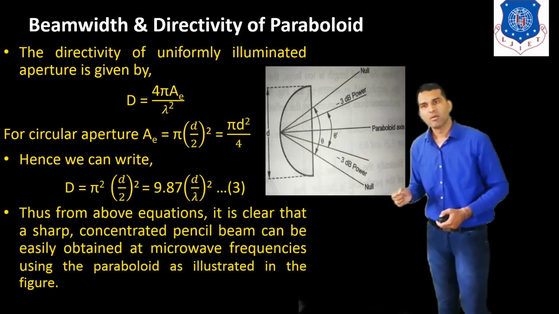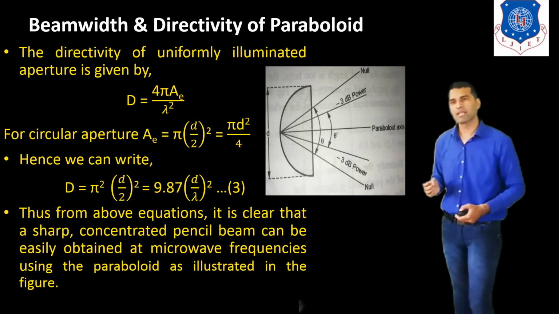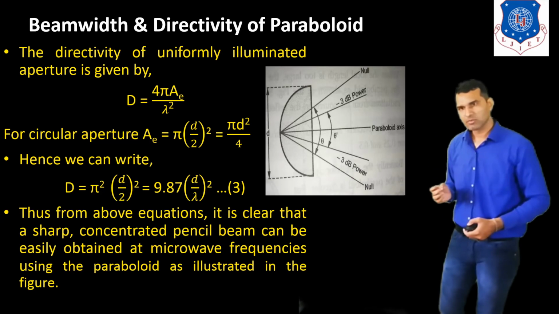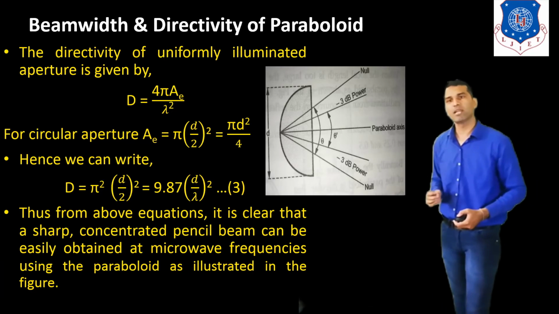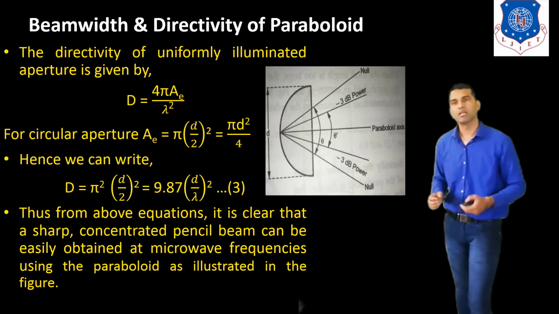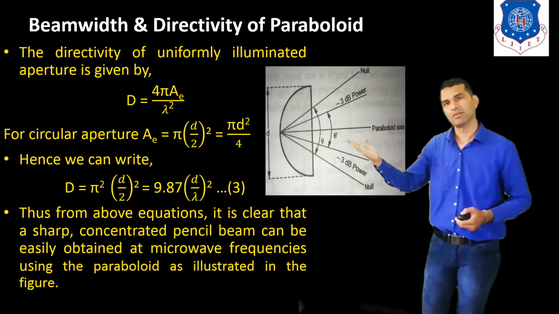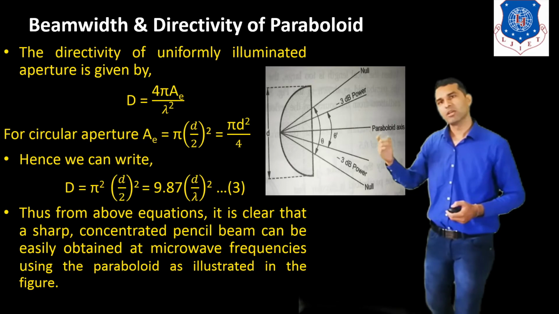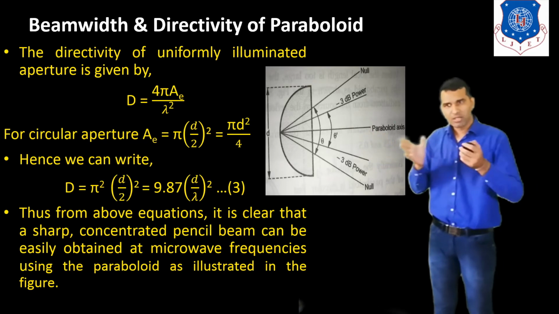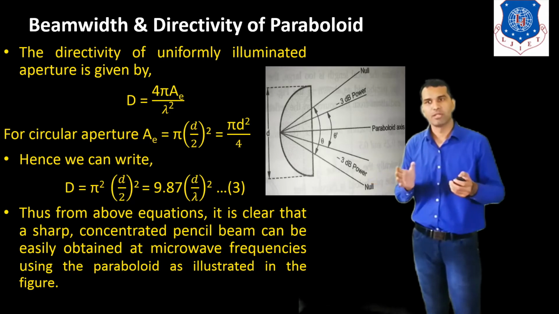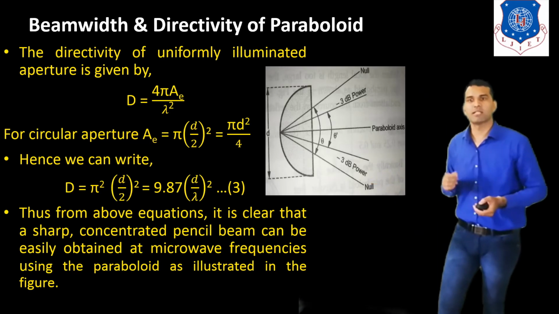Thus, from the above equation, it is clear that a sharp concentrated pencil beam can be easily obtained at microwave frequency using a paraboloid as illustrated in the figure. So by using this paraboloid antenna, we can design an antenna that has a sharp concentrated pencil beam.